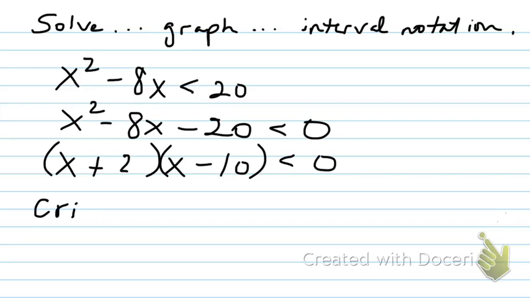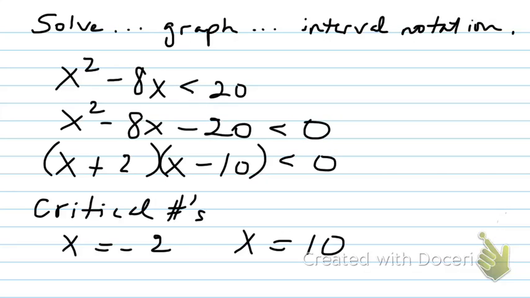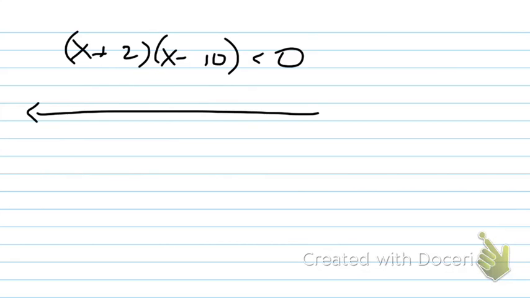When we set these factors equal to 0, we get critical numbers or boundaries. We find x equals negative 2 and x equals positive 10. We're going to use these values to break up the number line. We'll investigate where the answers lie. Do they lie on the left, in the middle, or on the right?